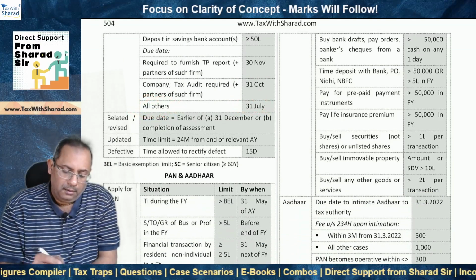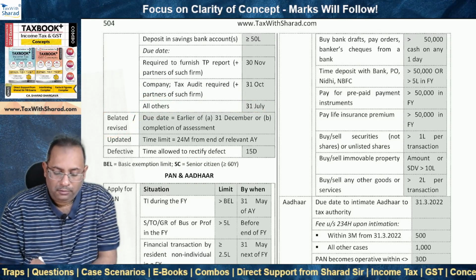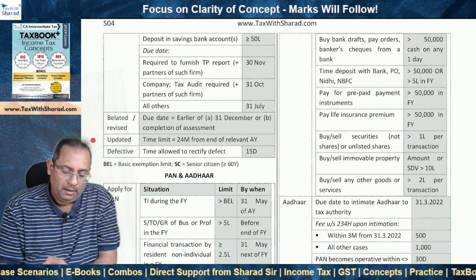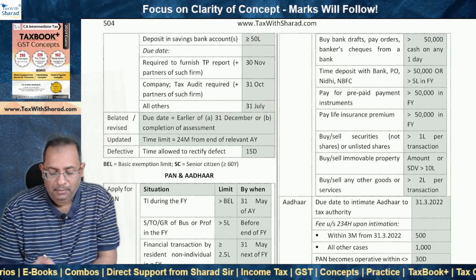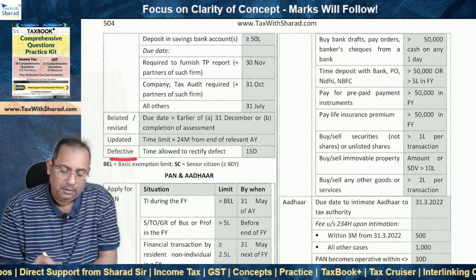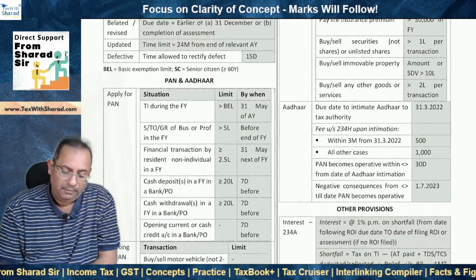Belated return or a revised return. In such case, the due date is the earlier of 31st of December or the date of completion of assessment. Updated return. The time limit is 24 months from the end of the relevant assessment year. In case of a defective return, 15 days is the time which is allowed to rectify the defect.